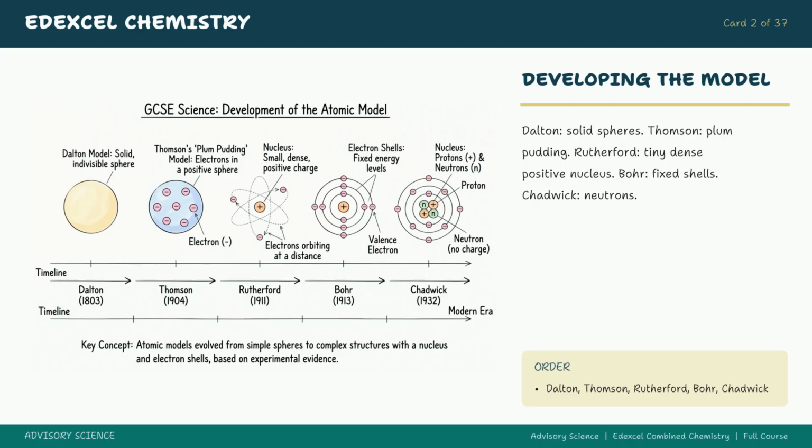If the question gives you data from an experiment, link the data to the conclusion. For Rutherford, most alpha particles went straight through, so the atom is mostly empty. A tiny number bounced back, so there must be a small, dense, positive nucleus.